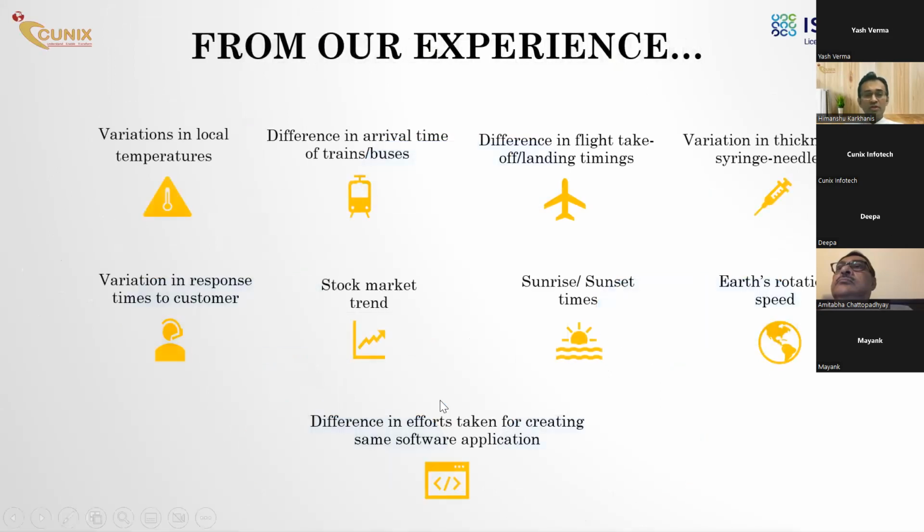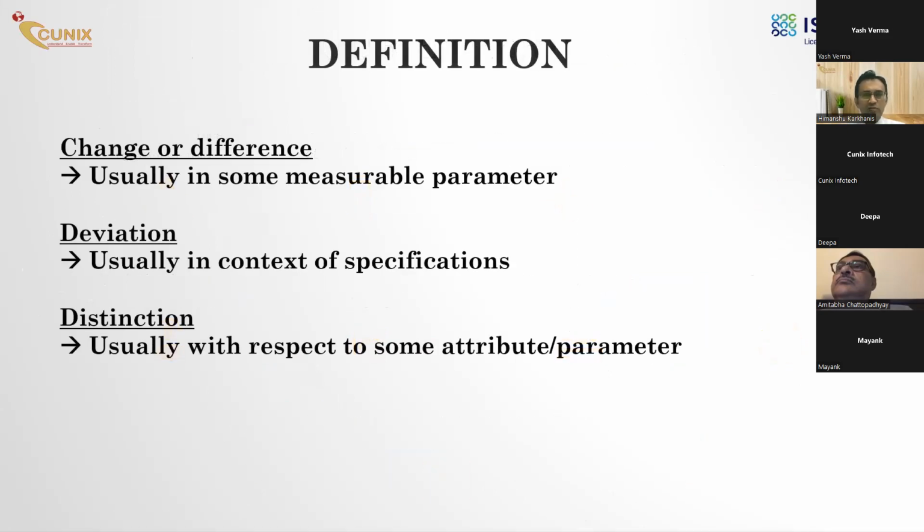Now, before we go into the slides, I would definitely like to start with some definitions, because we need to understand what it is that we are talking about here. When we say special cause and common cause, we are pointing to variation. The way variation is defined is also very important, because it has implications on how you look at variation. For example, variation can simply be a change or some difference in some measurable parameter as compared to what you wanted it to be. It could be a deviation in some specification. It could be a distinction, that means some difference again in some attribute or parameter. Basically, we are talking about a change.